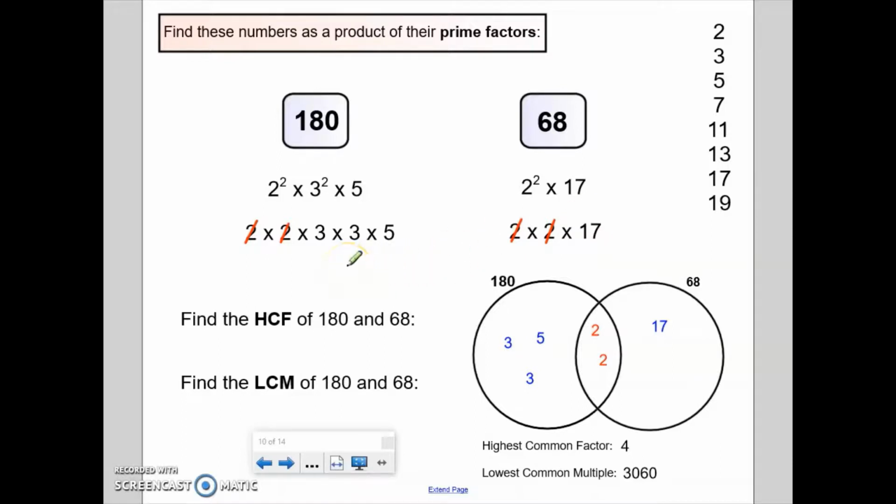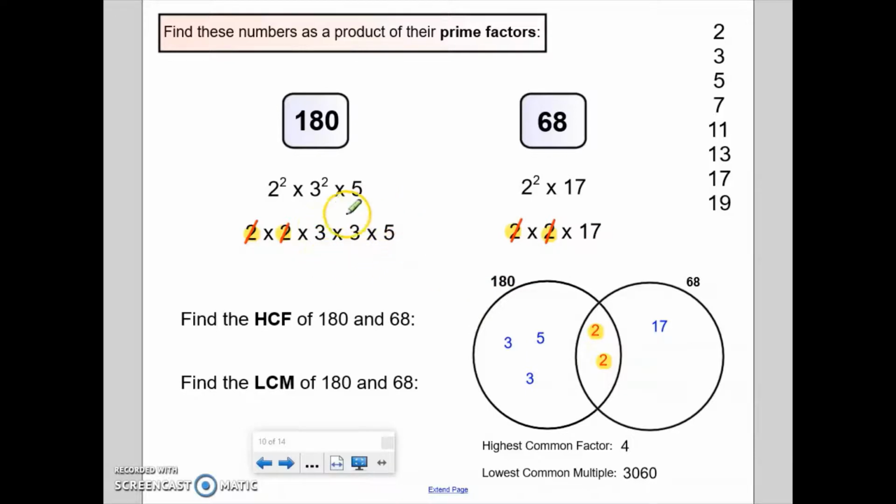So then what I'm going to do is place these values into a Venn diagram. I'm going to place numbers into the intersection if they pair up and appear in both lists. So this 2 pairs up with this 2. Therefore, I place the 2 in the intersection. And the only other thing that pairs up is the next 2. Again, that gets placed in the intersection.